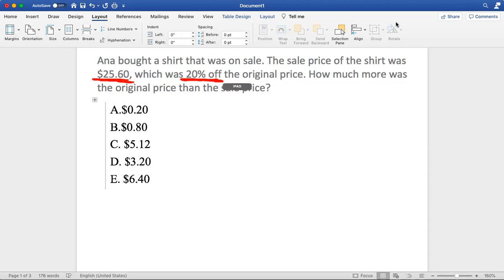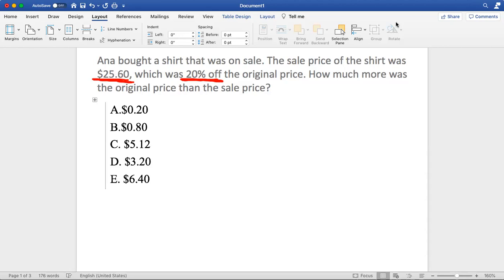By the way, as you do these questions, especially the word problems, make sure you're reading them at least twice so you can really get a good grasp of what the problem is trying to tell you and what it's asking you to find. So essentially, she bought this shirt after a 20% discount for $25.60. Your job is to figure out how much more the original price was than the sale price.